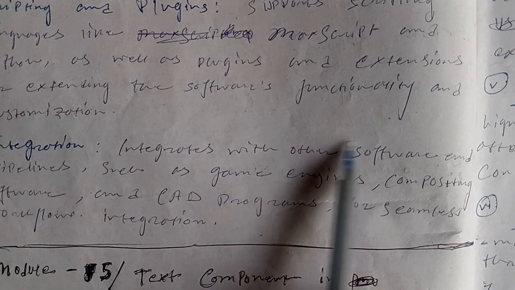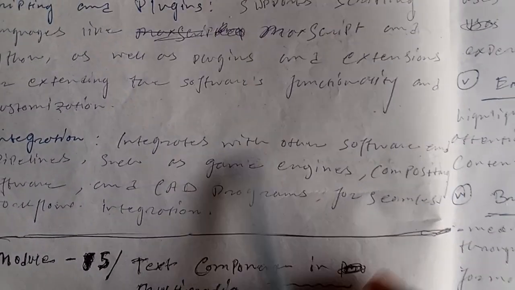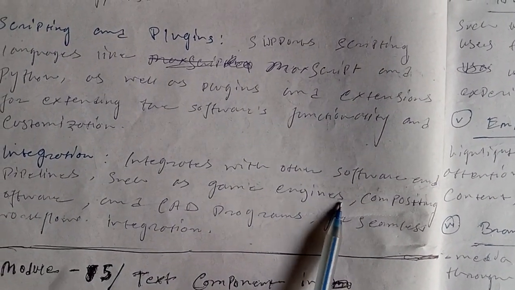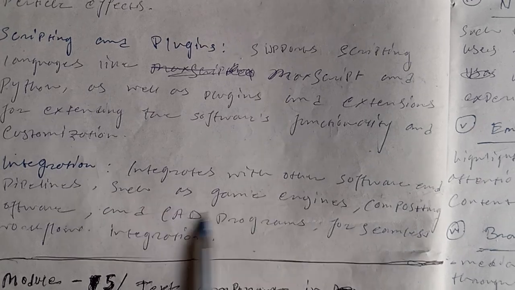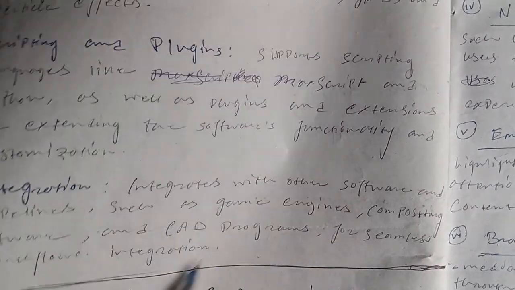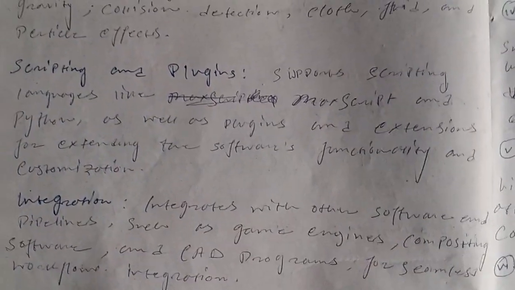3D animation software integrates with other software and pipelines such as game engines like Unity and Unreal Engine, compositing software, and CAD programs for seamless workflow integration. So this is all about our fourth question in module 7.